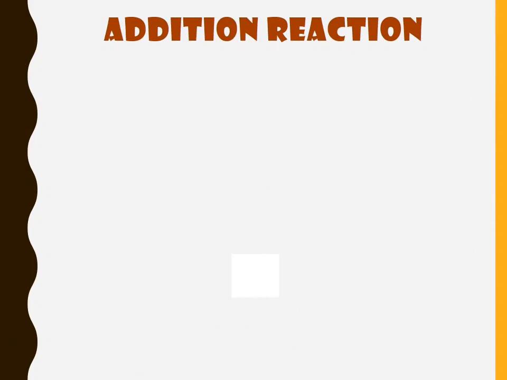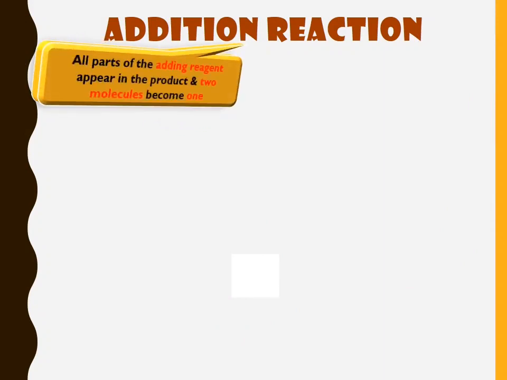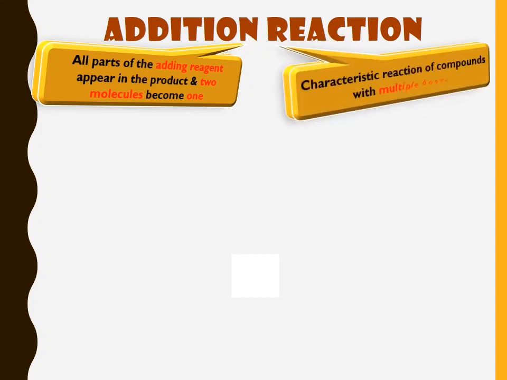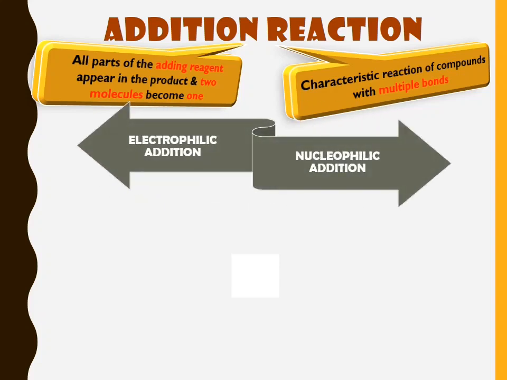Okay guys, first we are going to look at addition reaction. In addition reaction, all parts of the adding reagent appear in the product. So two molecules will combine and become one product. It is a characteristic reaction of compounds with multiple bonds. Normally it will involve carbon-carbon double bond, carbon-carbon triple bond, and carbon double bond O. Two types of addition reaction. First, electrophilic addition. Second, nucleophilic addition.